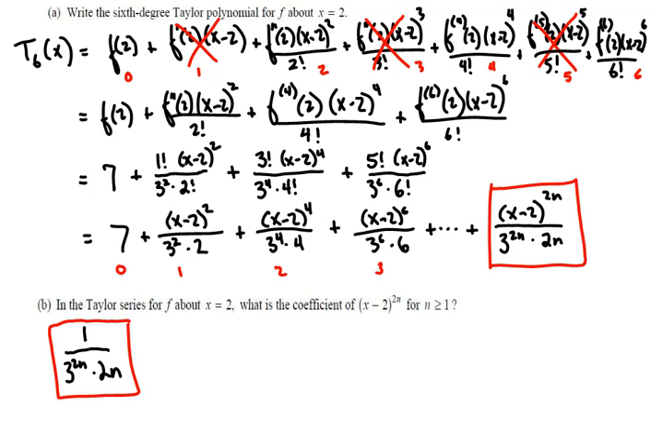Now, it is true that the polynomial above actually is only a 6th degree polynomial. So we found it, and I may have mistakenly written this plus dot dot dot above because we had all of the terms already. So I'm just going to erase that. There were only 4 terms. It's a 6th degree polynomial, and that was it. There's no general term. But if there were, and we wanted more terms, it would be (x minus 2) to the 2n over 3 to the 2n times 2n. The coefficient of (x minus 2) to the 2n would be, as I have here, 1 over 3 to the 2n times 2n.